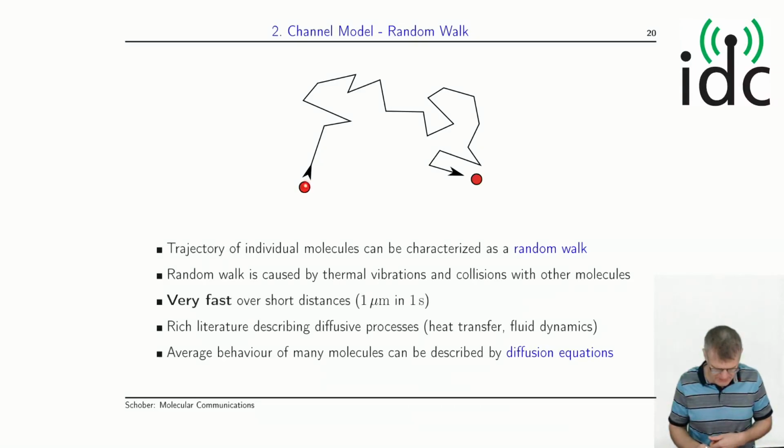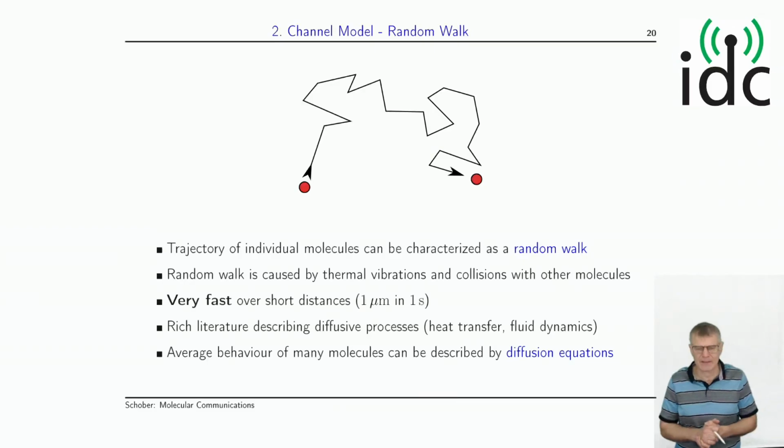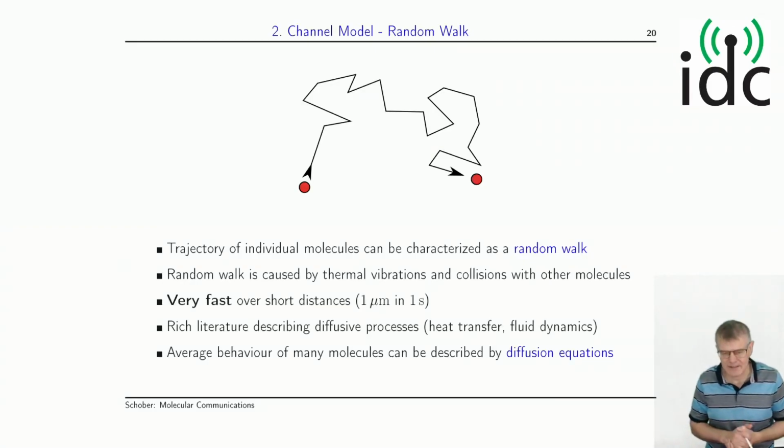So you see this here for an example, right? The straight line is the movement, but then the molecule bumps into another molecule, and as a result, it changes direction, and this gives the appearance of this random movement. Now, this random walk is fast over short distances, but it's quite slow over longer distances.